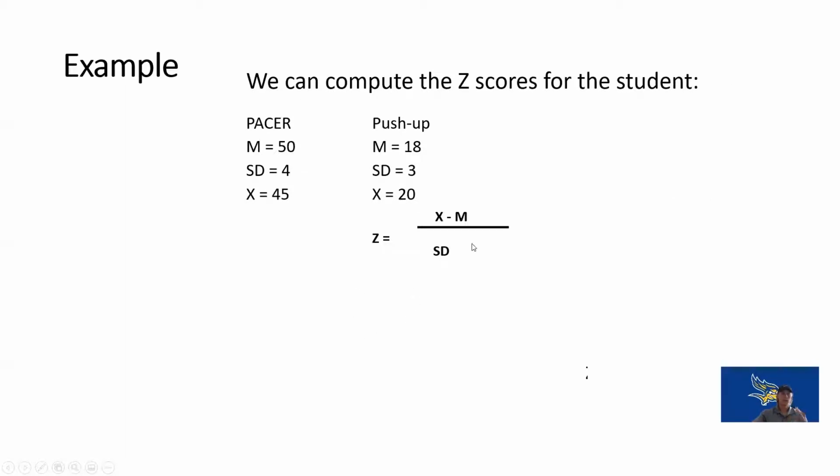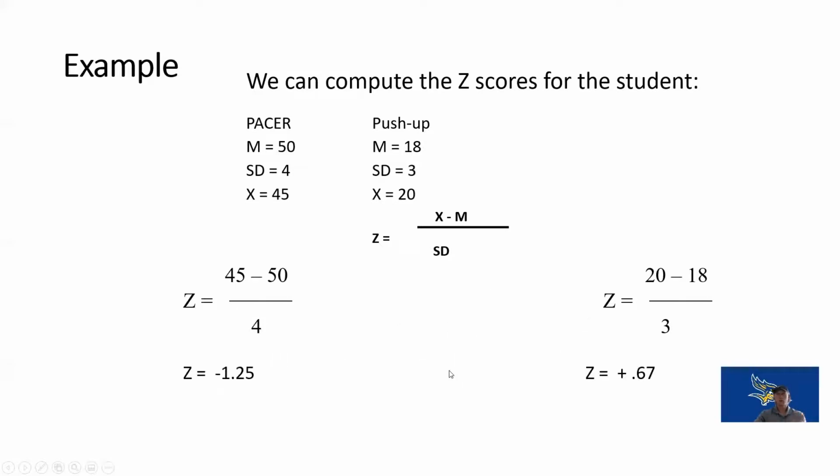So use my Z-score equation, take my means. I have my raw score, take my raw score minus the mean, divided by the standard deviation. I'll take my raw score for my push-ups, subtract the mean, divide by the standard deviation to get my Z-scores for the two tests. So how my student did in comparison to the entire group.